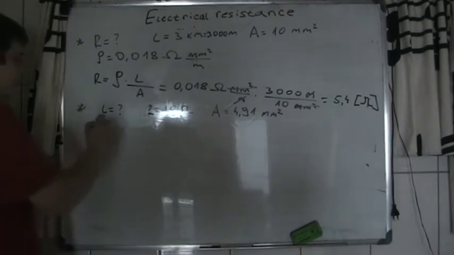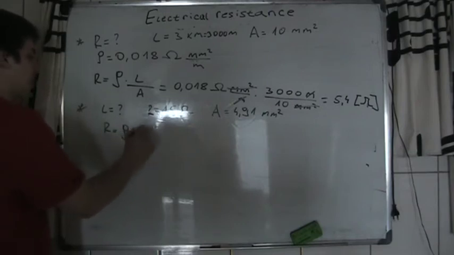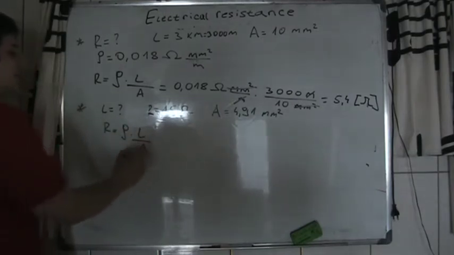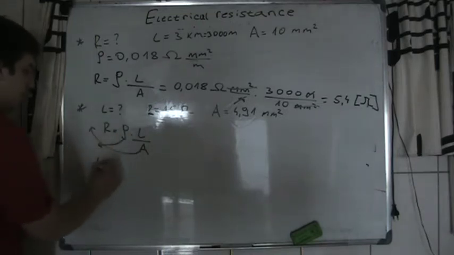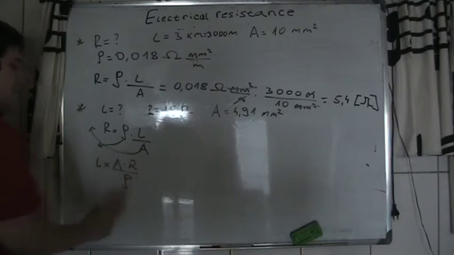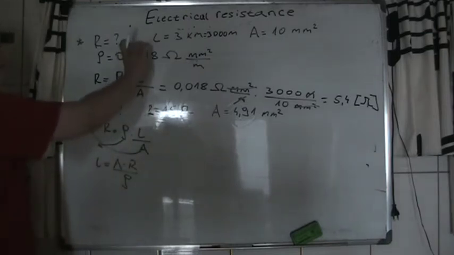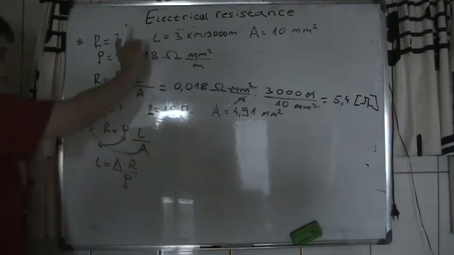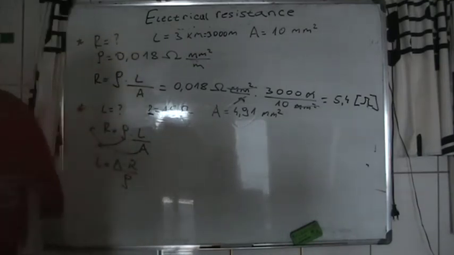Okay, so the formula is R equals specific resistance times L divided by A. A is going to go here, and the specific resistance, when you put it on the other side, you will have this situation: L equals A times R divided by specific resistance. Also, this is a copper wire, so the specific resistance of copper is always the same.